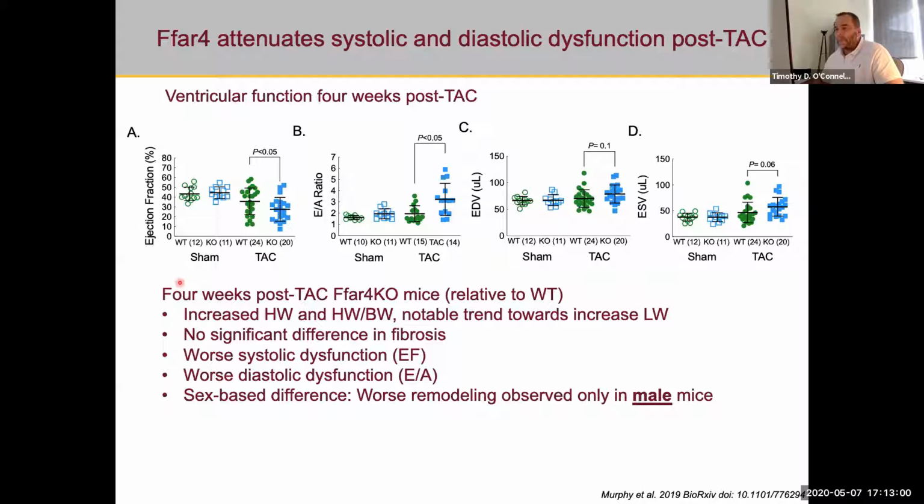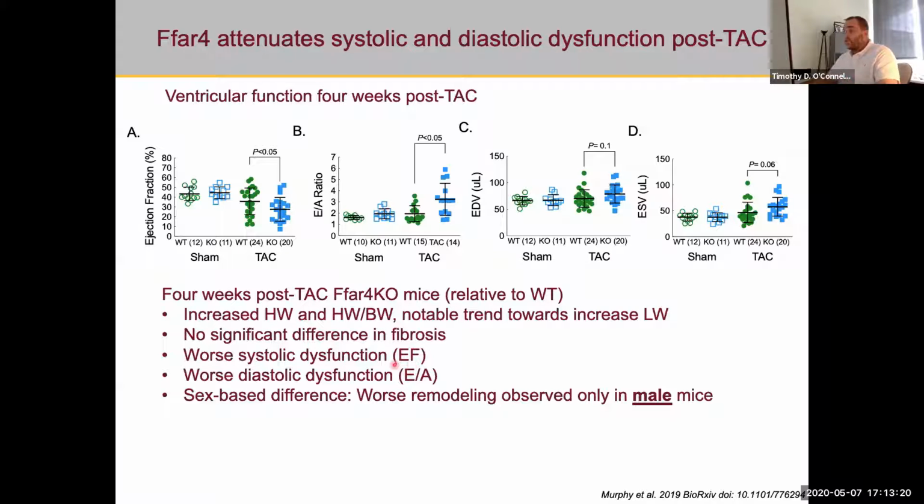There was also a notable trend towards an increase in end-systolic volume that related back to the decrease in ejection fraction we saw. So 4 weeks post-TAC in the knockout relative to the wild type, there was increased hypertrophic response with a notable trend towards an increase in lung weight, suggesting the potential that they're transitioning at a greater degree towards failure. There was no significant difference in fibrosis, and worse systolic and worse diastolic dysfunction.